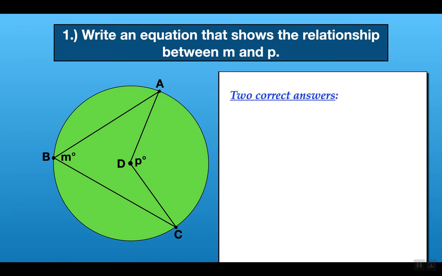The two correct answers are we could either write 2m equals p, and we could also write m equals 1/2 of p. You have to understand both because one or both of them may show up on the exam.